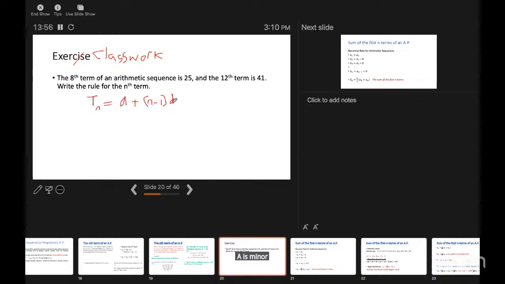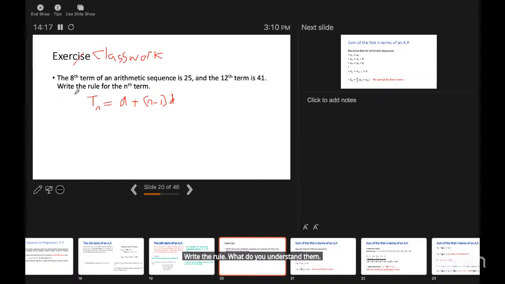Calm down, just type your answer. Which one is the correct answer? He said he does not want cross answers. I'm going to sanction some people here. I'm not asking you to find A or D. Write the rule for the nth term.